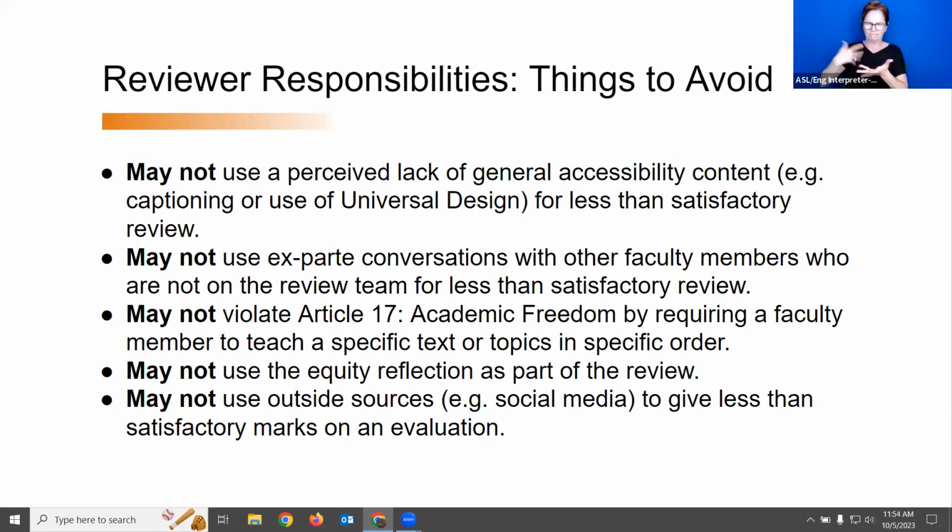You may not violate Article 17, academic freedom, by requiring a faculty member to teach a specific text or topics in a specific order. Again, I always invite people to look at Article 17. Some folks may decide to teach things differently or assess things differently. That's all allowable under our contract. You may not use equity reflection as part of the review. We've already covered that. You may not use outside sources, for example social media, Facebook, Twitter, to give less than satisfactory remarks on an evaluation, which we'll talk about a little bit more later. And yes, some folks have unfortunately tried to do that as well, which is why it's on this list.